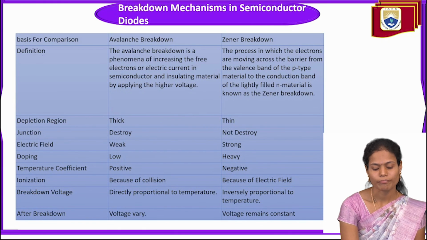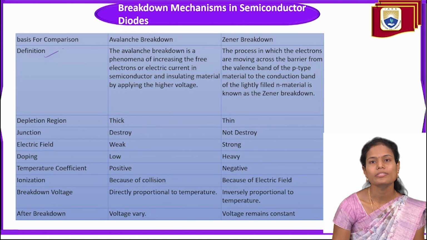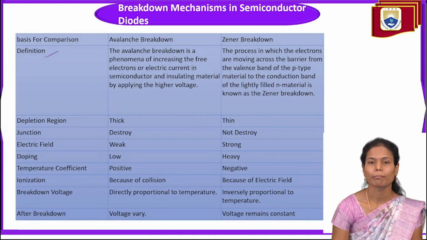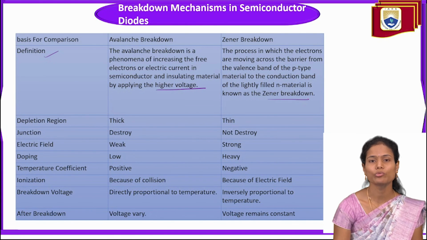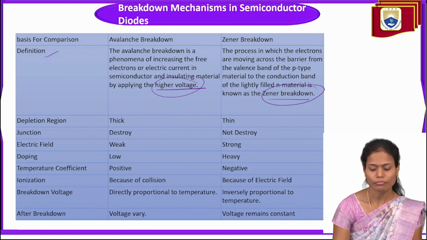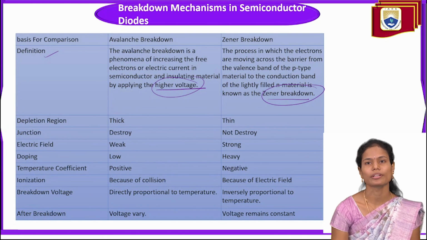So avalanche breakdown is a phenomenon of increase in the free electrons or electric current in the semiconductor and insulating material by applying a higher voltage. In the Zener breakdown, the process in which the electrons move across the barrier from the valence band of the P type material to the conduction band of the lightly doped N material is known as the Zener breakdown. So the movement of the charge carriers from the valence band to the conduction band occurs here, and this is due to the application of high voltage to the device.